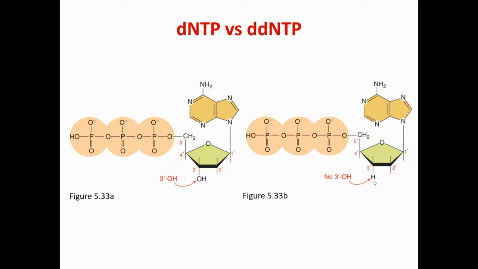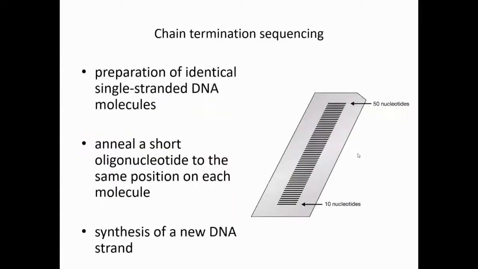Because this one will be no longer functional, that means you cannot add any nucleotide after this nucleotide. So that's why it's called chain termination sequencing. Every time you add the nucleotide with the dideoxynucleotide, the reaction will stop, okay?